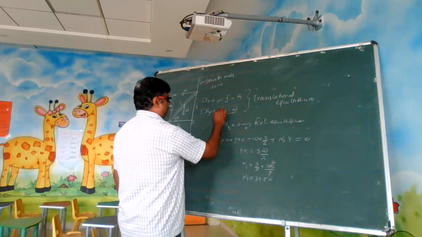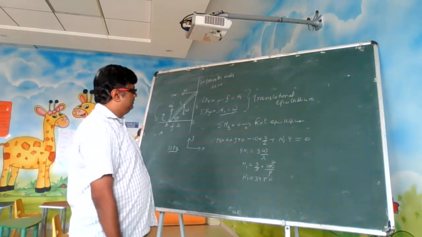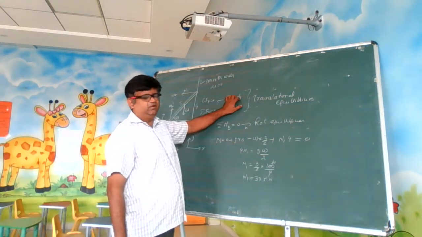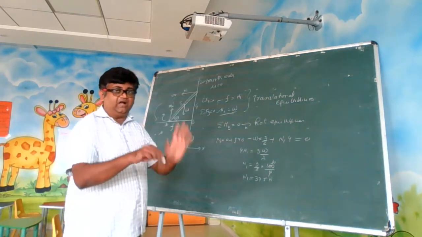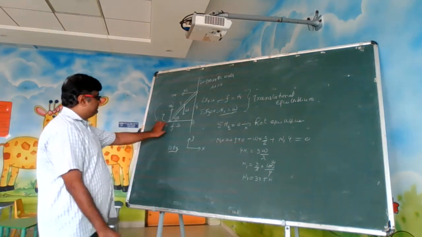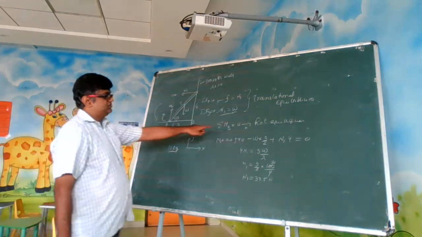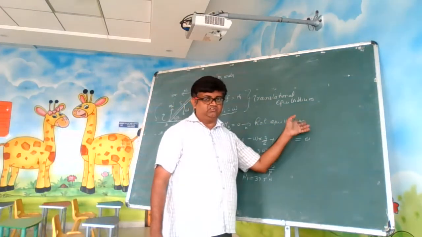Here, weight you know, you can get the value of N2, but you don't know the value of N1. Here, both are unknowns. So you need another equation. That equation is created by this rotational equilibrium concept.